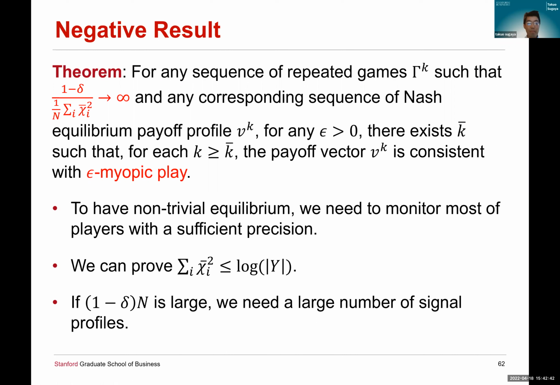And we can actually prove, by using what is called entropy and channel capacity and things like that, that the sum of the detectability is bounded by log of the cardinality of Y. So this requires that when one minus delta times n is large, which means that delta is not small compared to the size of the population, then we need a large number of signal profiles, because otherwise this goes to infinity.